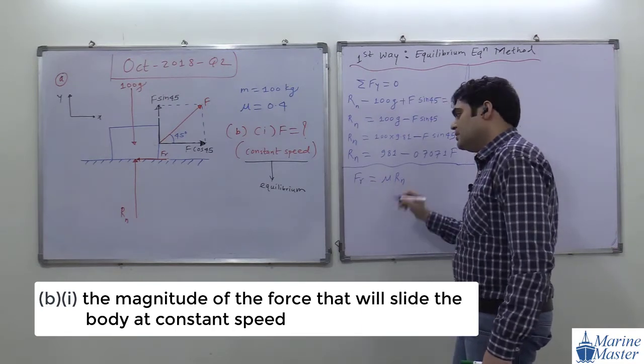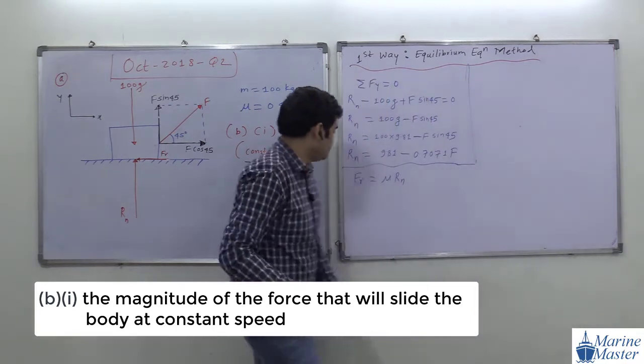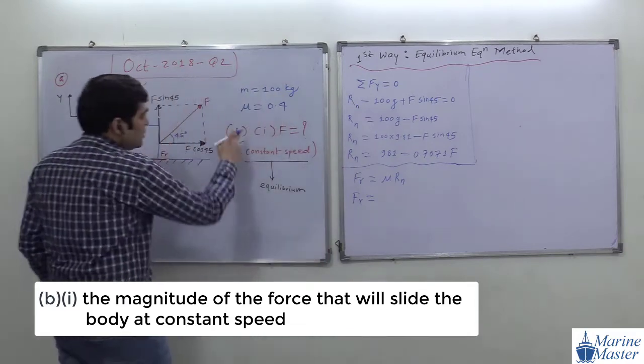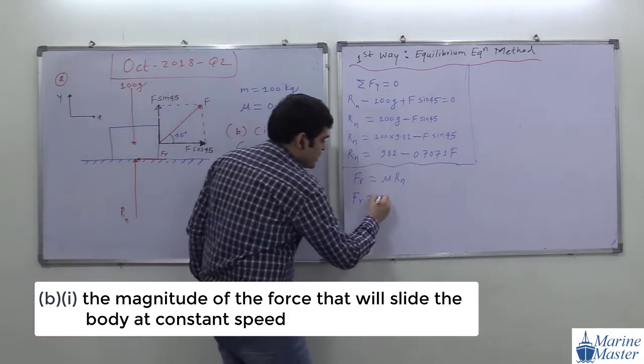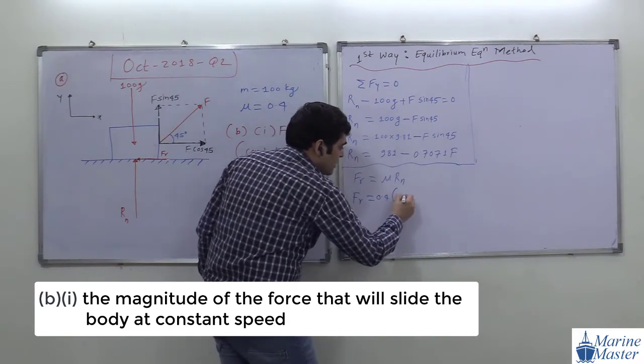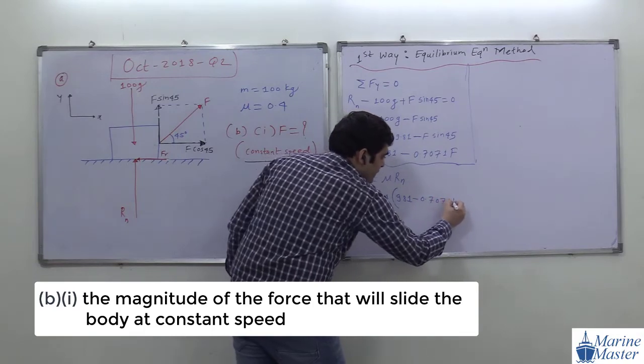Then what is meant by Fr, guys? Friction force means what? Mu into Rn. So Fr will be equal to, what is the value of mu? Mu is 0.4. Let's try to see the scenario. We will replace Rn by 981 minus 0.7071 F.